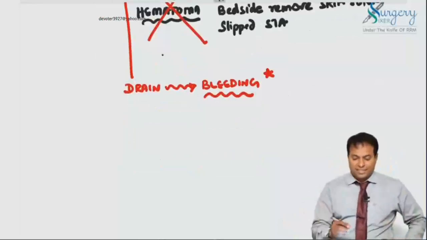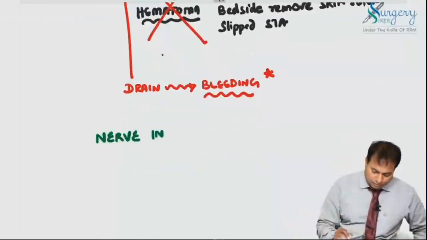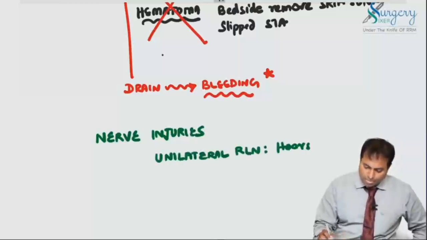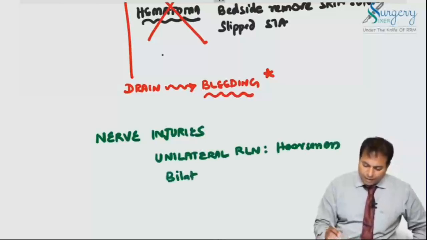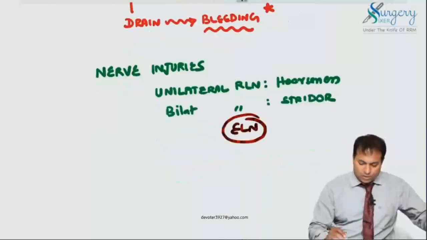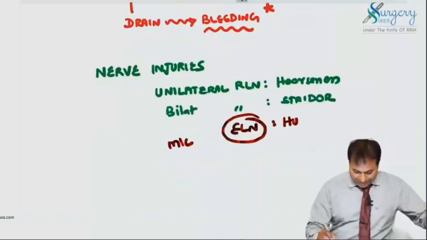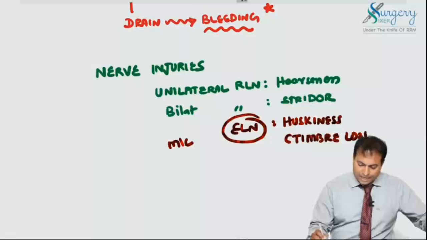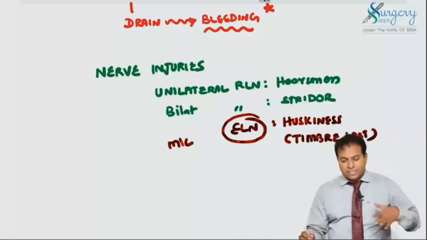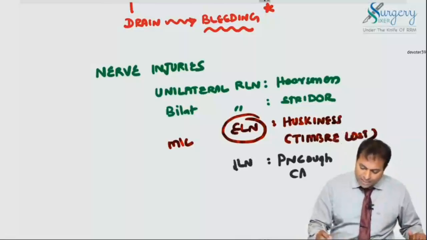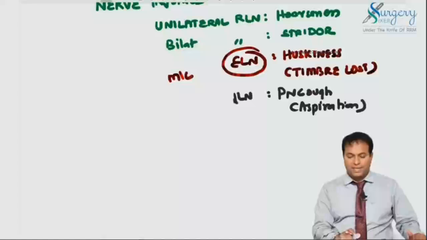And what are the other complications? I have already discussed nerve injuries. Unilateral recurrent laryngeal nerve injury causes hoarseness. Bilateral recurrent laryngeal nerve injury causes stridor. External laryngeal nerve injury is the most common nerve injury. Please don't forget, the most common is external laryngeal nerve, causing huskiness of voice or loss of timbre. If I start shouting, my voice becomes husky. Internal laryngeal nerve injury causes paroxysmal nocturnal cough or aspiration. This is what I discussed in the beginning of the topic itself, nerve injuries and related complications.